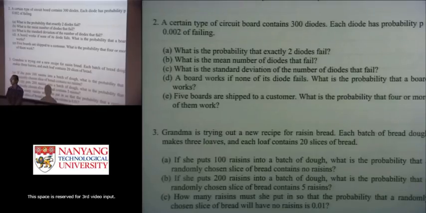For parts A, B, C, D, can I use the Poisson distribution? Can, right? Because n is larger than 30, and p is smaller than 0.05. So for A, B, C, D, we can use the Poisson distribution. How about part E?